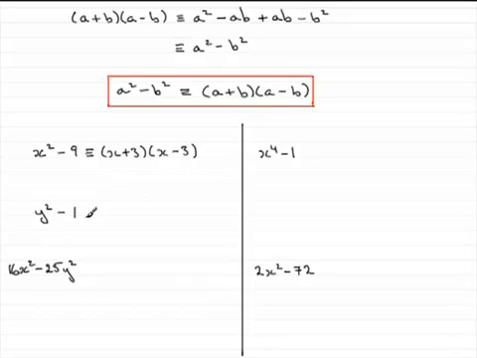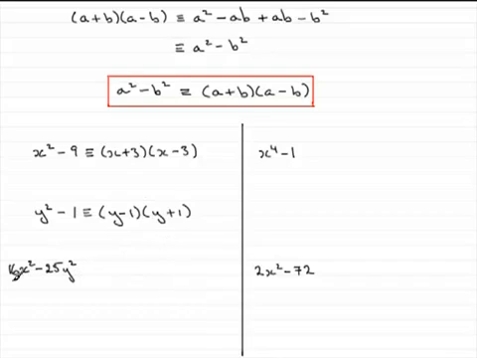Now in this example, y squared minus 1. This is the difference of two squares, this is the square of y, and 1 is the square of 1. 1 squared is 1. So the a would correspond to the y and the b would correspond to 1. So we would get that this is identical to y plus 1 times y minus 1, or you could write it the other way round as y minus 1 times y plus 1. I just did that to show you that you can write it the other way round.